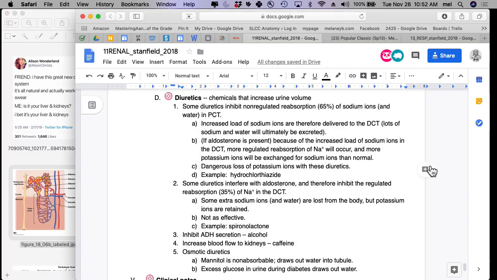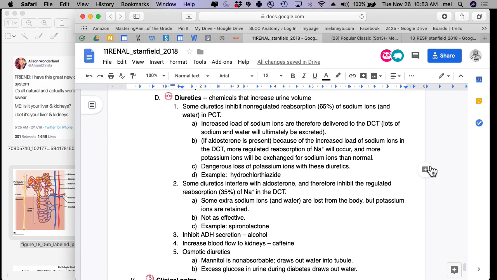So there's different kinds of diuretics. Some diuretics inhibit PCT reabsorption of sodium. Now, I told you it was non-regulated. It's non-regulated by any mechanism that you make, but we actually did figure out some drugs that can impact non-regulated reabsorption. That's 65%. They're going to be super duper good diuretics, right? Because they can inhibit 65% of sodium and therefore water reabsorption at the distal convoluted tubule. So that's going to be massively effective.